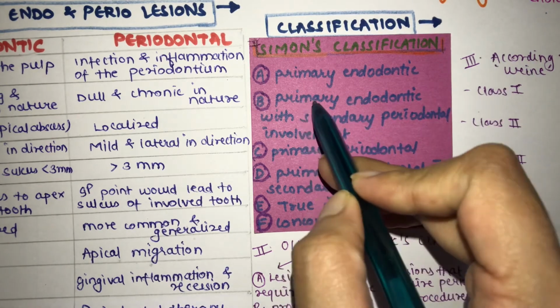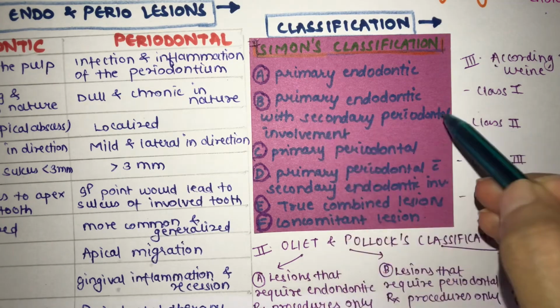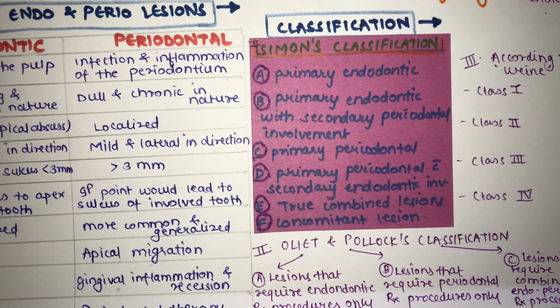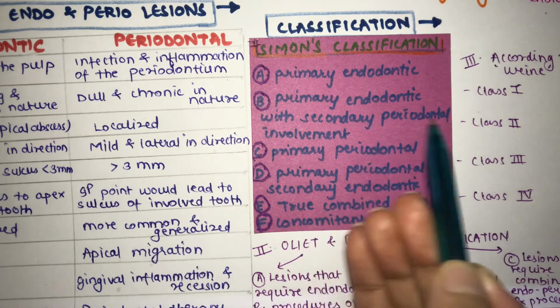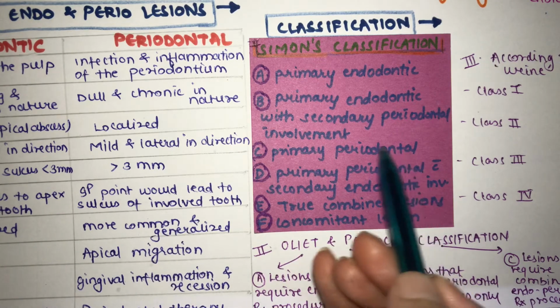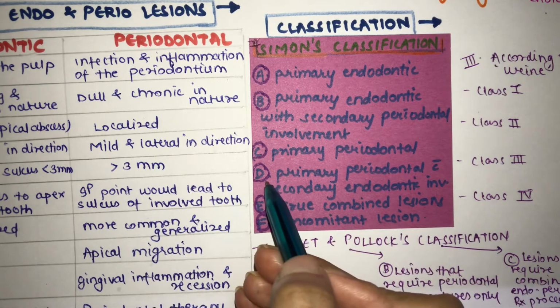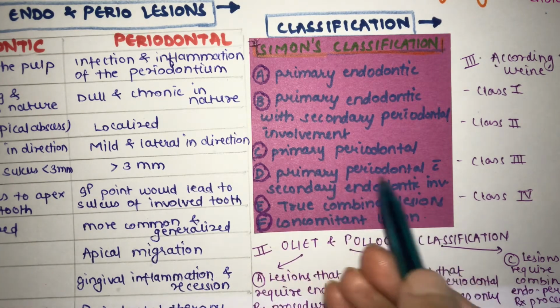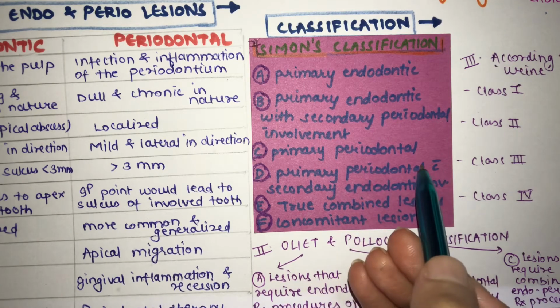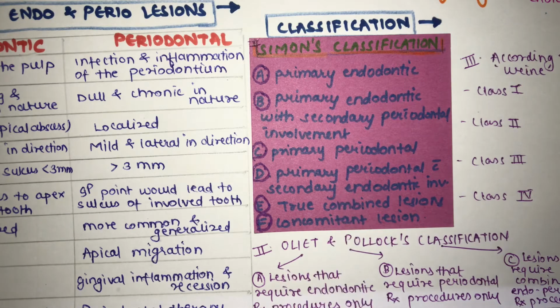The next is primary endodontic with secondary periodontal involvement. Over here, the main lesion was the endodontic lesion, and the endodontic inflammation has been carried on to the periodontal structures, and because of that there is secondary periodontal involvement. Then the third is primary periodontal. Over here, it is only a periodontal lesion and there is no involvement of the endodontic. The D1 is primary periodontal with secondary endodontic involvement. Over here, the periodontal lesion was the main reason, and this lesion has led to the involvement of the endodontics.